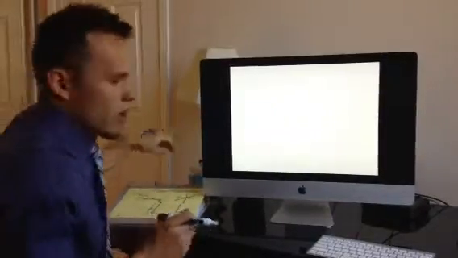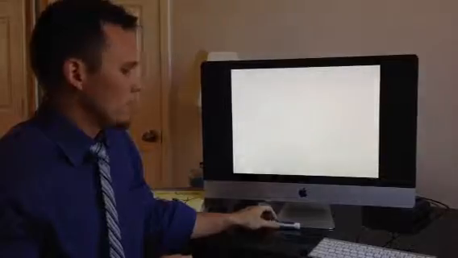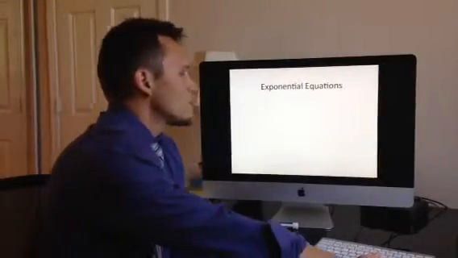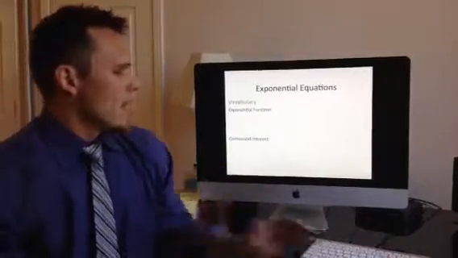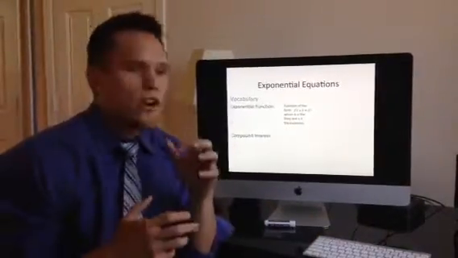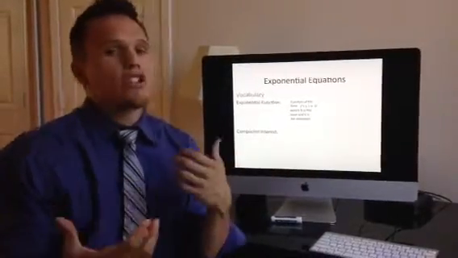Now, by this point, you would have gone ahead and you already have your vocab done and written down for the first 5 minutes of class. So, exponential equations. What is an exponential function? An exponential function is just a function of the form f of x is equal to b to the x, where b is your base and x is your exponent.